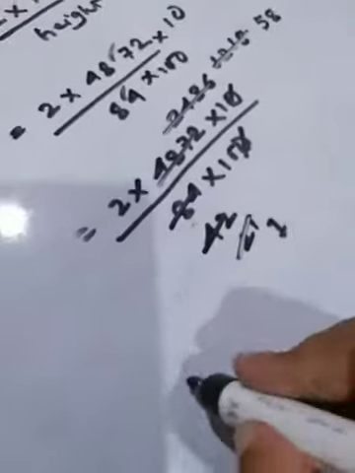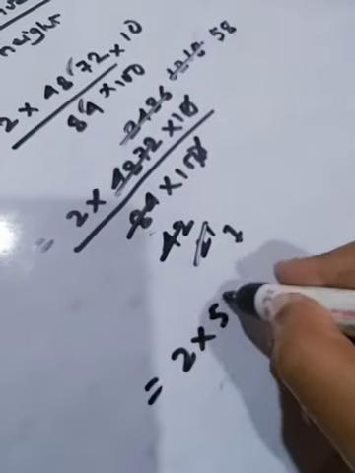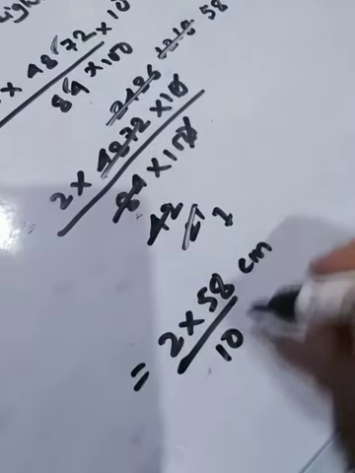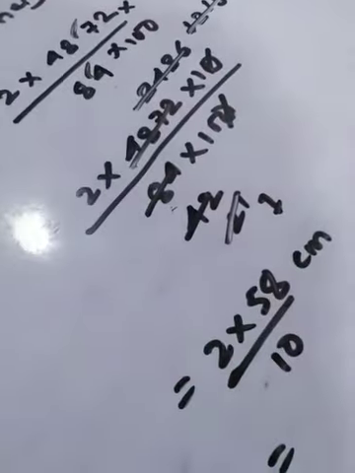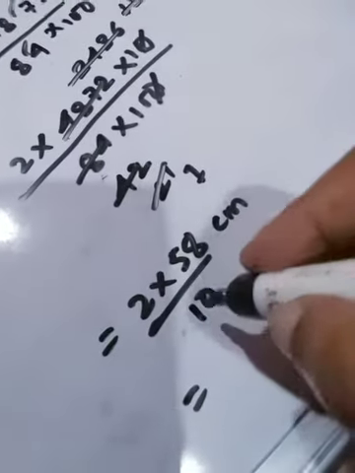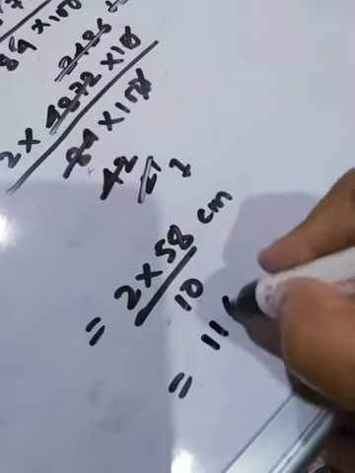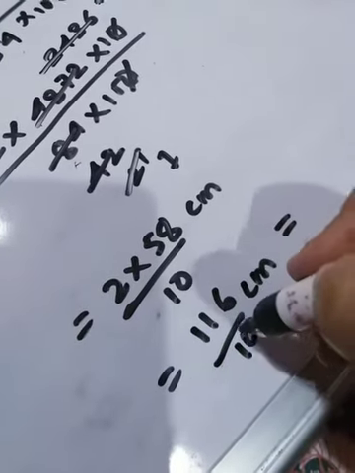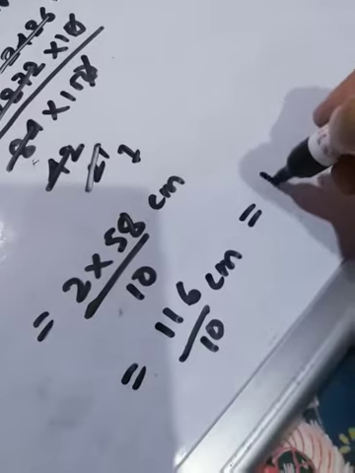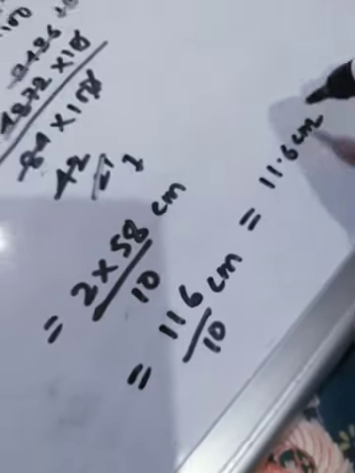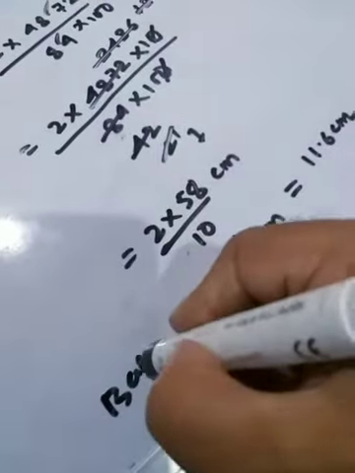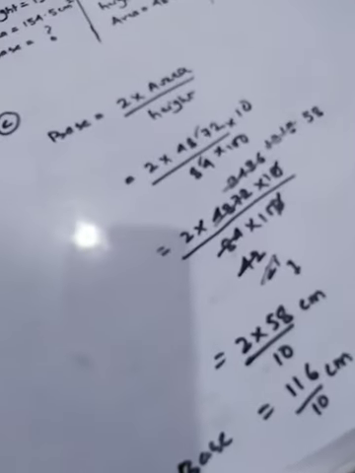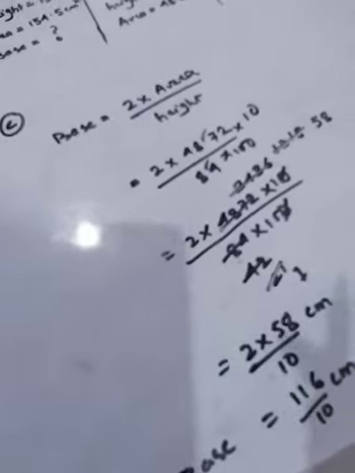So 21 was 58. So now 2 into 58. Now 10 is there on the denominator place. This will be centimeter. So 116 upon 10 centimeter. So you have to divide this 116 by 10. So answer would be 11.6 centimeter. So your required answer for base is 11.6 centimeter, students. Okay, this is the solution of sum number C.